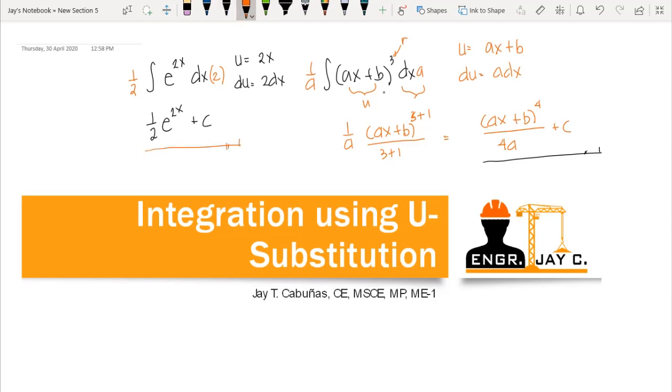But in this video, instead of using this approach in integrating, we substitute u, or we change our integrand into a function of u. So we change the function of x into a function of u, then we get the integration of the function of u. Then after we get the integration, we substitute back our u as a function of x. So we go back to a function of x. This is the procedure for u-substitution. Okay, so let's try to solve a problem.